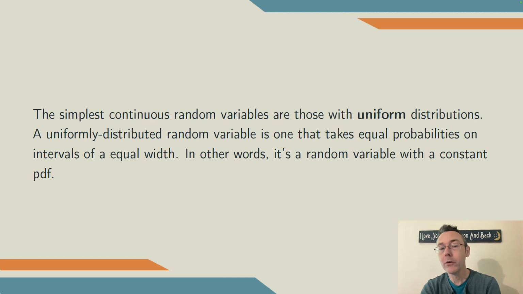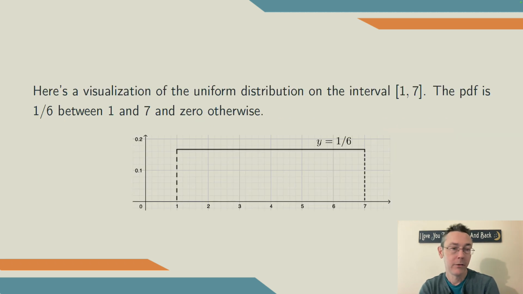The simplest continuous random variables possible are those with uniform distributions. And a uniformly distributed random variable is just one that takes on equal probabilities on intervals of equal widths. In other words, it's a random variable with a constant PDF, basically constant probabilities everywhere. So here's a visualization of the uniform distribution on the interval 1, 7. Probabilities are equal throughout that interval and 0 otherwise.